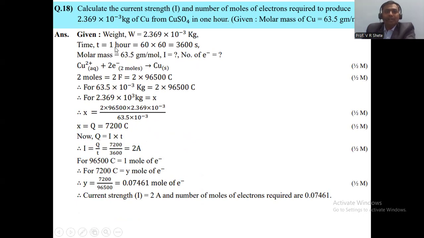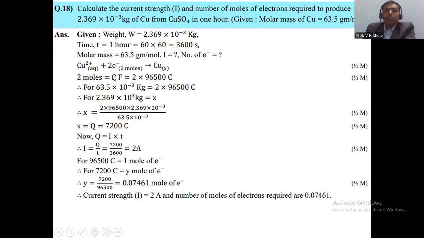Time will be for 1 hour. It will be converted into seconds, which will be 3600 seconds. And 63 gram of substance is there. We have to calculate I, that is current, and number of electrons. If you observe the reaction of copper sulfate, copper 2 plus ions will be involved. Copper 2 plus ions absorb 2 electrons to form neutral copper.